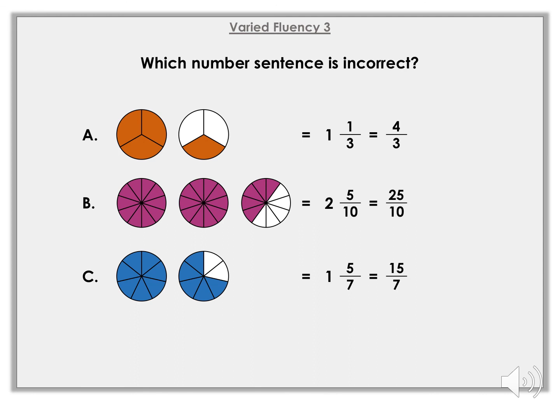How many pieces do I have altogether? Well, I've got 7 in the first diagram, 8, 9, 10, 11, 12. I've got 12 over 7. And that is where they've made the mistake. It's not 15 sevenths, I've got 12 sevenths. And if I try that the other way just to make sure, I do 1 multiplied by 7 is 7. Add 5 is 12. So yeah, definitely incorrect, C. Give it a go.